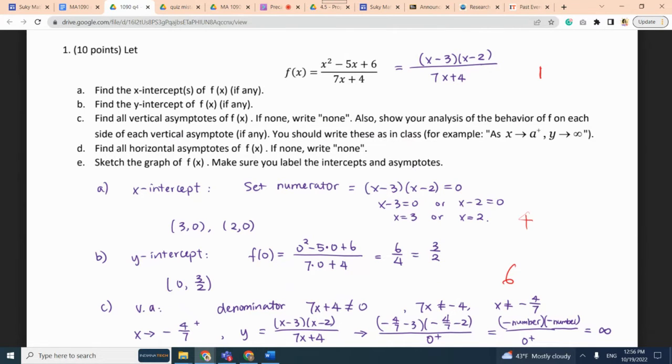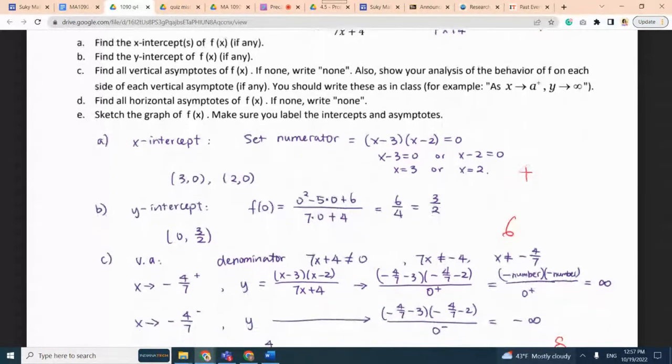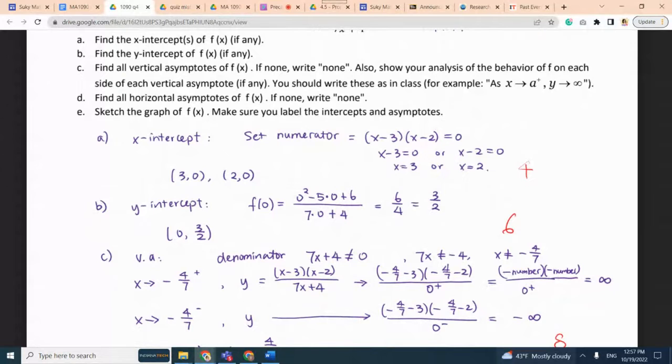That's why, negative minus negative. You don't have to calculate what this number is. You just need to know this is a negative number. Okay, everybody? And here, you see, this is a negative number, and this is a negative number, and the denominator is 0 plus. Therefore, two negative numbers, we get positive, right? So, constant over 0 plus, we get plus infinity. Yes, everybody? So this is when x goes to -4/7 from the right.